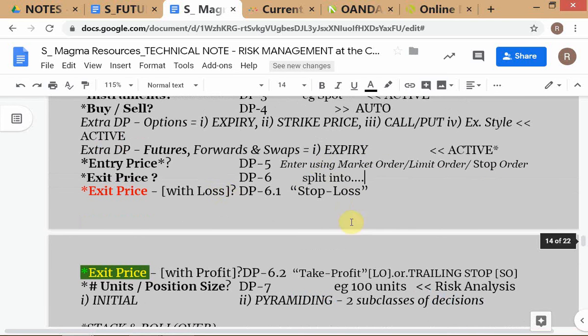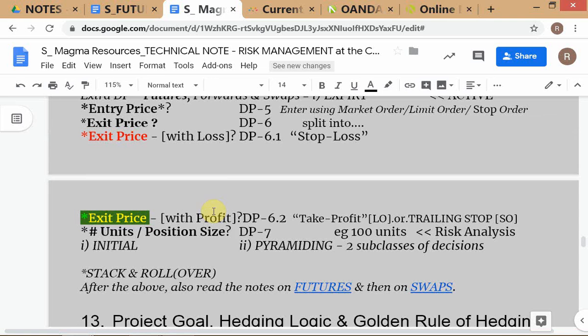So in the same case, static hedging program, is there any decision to be taken with entry price solved by choosing market orders? Is there any decision to be taken in terms of exit price with profit? Is there a decision problem here? It's there, but is it automatically solved, or does it need to be actively solved? When you have a static hedging program, it is automatically solved, because again, whether your hedge is making a profit or a loss, you can't do anything to it. You can't touch it, right? So it is automatically solved.